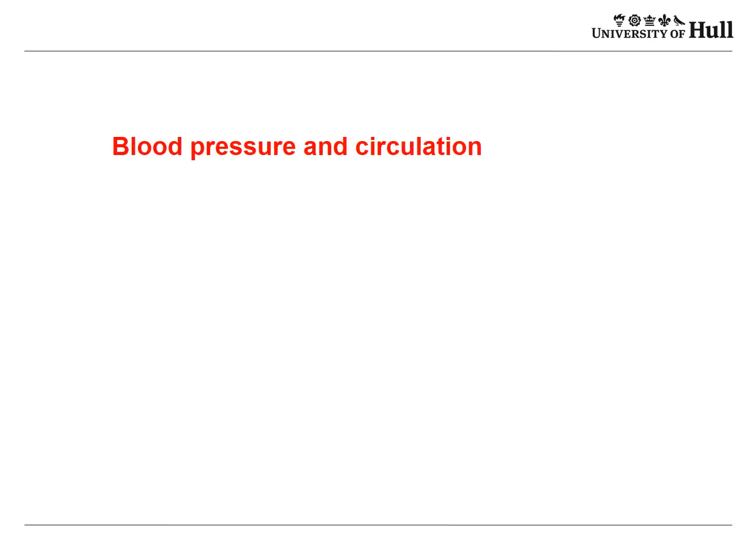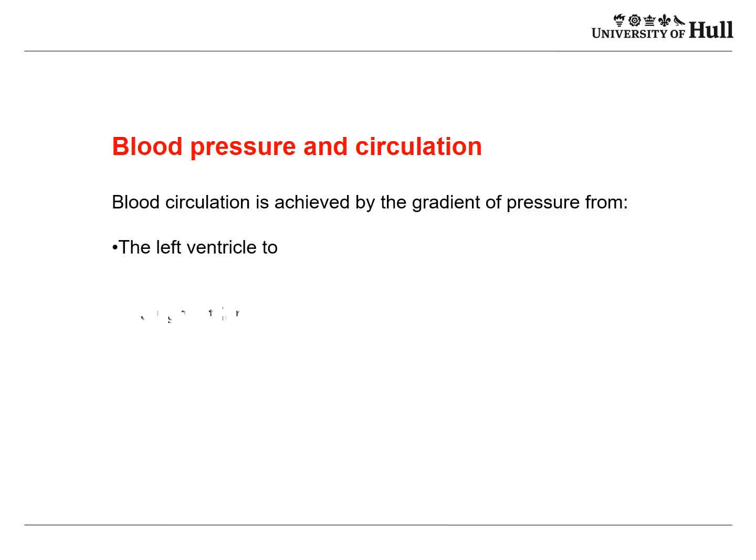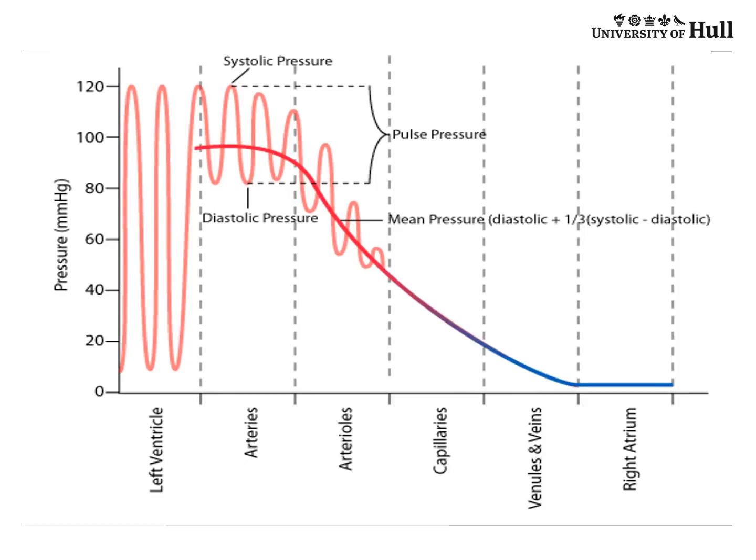So blood pressure and circulation are intimately linked, and as I've said, blood circulation is achieved by the gradient of pressure from the left ventricle to the right atrium, and that can be shown in this next diagram. This diagram takes us from the left ventricle at the left to the right atrium at the right. Those aspects of the circulation which are concerned with oxygenated blood, or the arterial side, are shown in red, and after that the venous side is shown in blue, with a change from red to blue in the capillaries, or in the capillary beds.